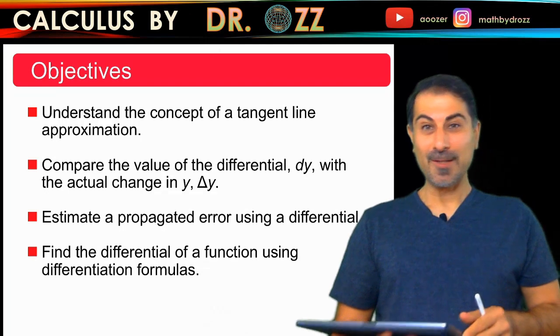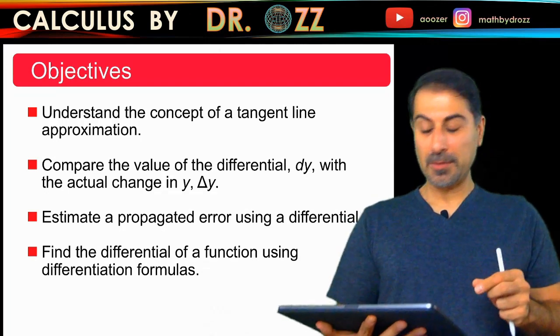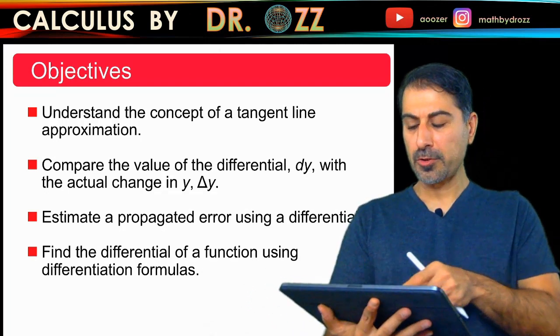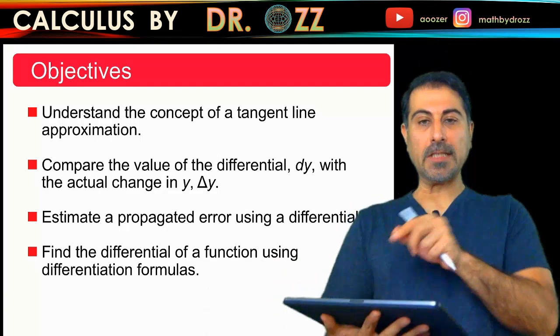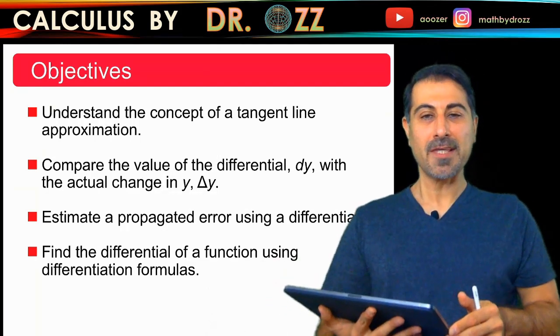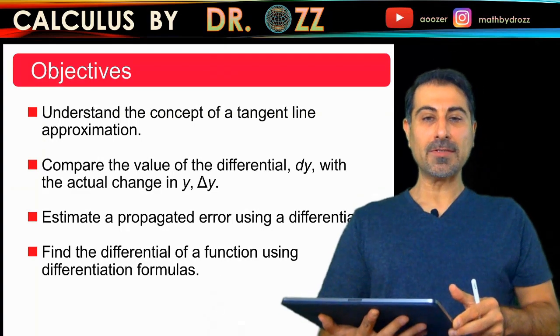All right, we have a long list of learning objectives. What I'm going to do here is merge the fourth learning objective into the second learning objective so that we have only 3 videos in a row.